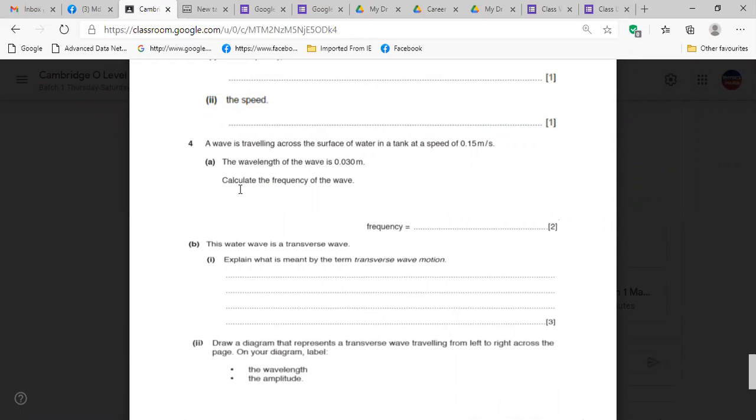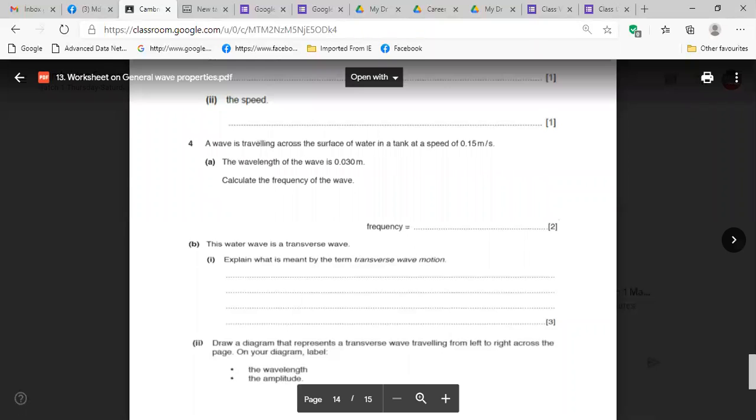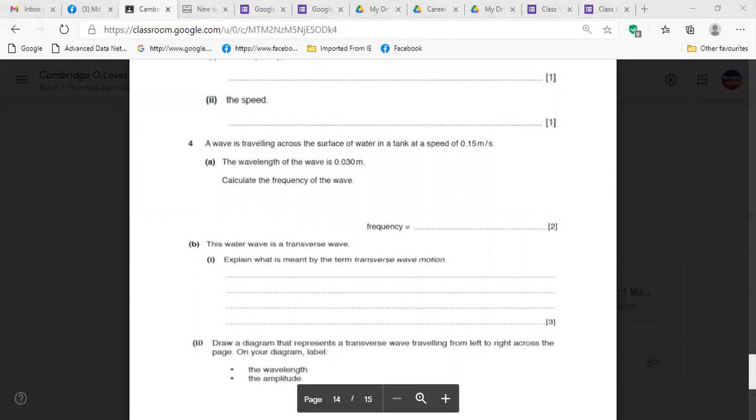Hello. Sir, did you do this question 4A? Yes, sir. I used it in the class. How did you do that? What formula did you use? Speed by lambda. Speed is equal to frequency times lambda. Yeah, speed equals frequency multiplied by wavelength.